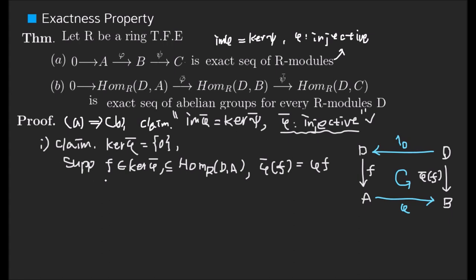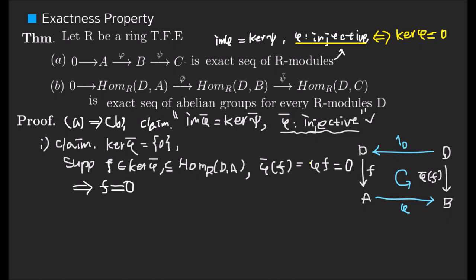This map f is an element in the kernel of phi bar, but phi bar f is zero. Okay, then we can naturally deduce the map f should be zero. Why? Because of our assumption, phi is injective, which means the kernel of phi is zero.